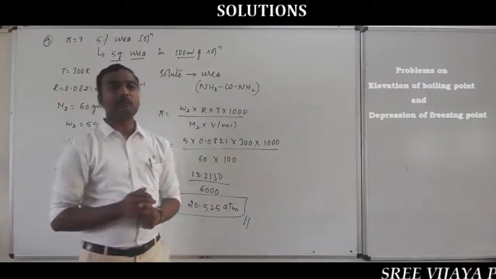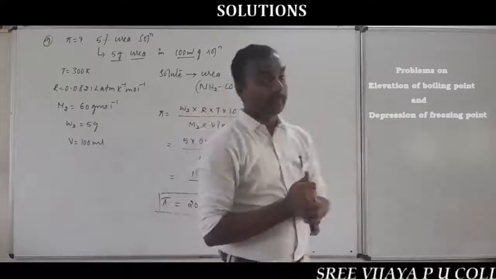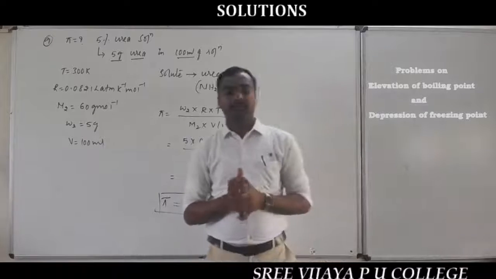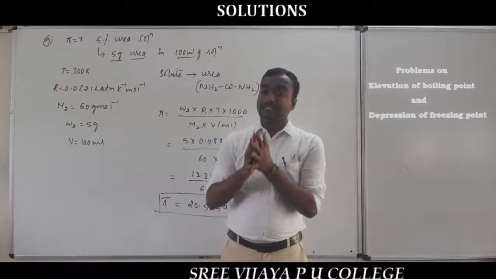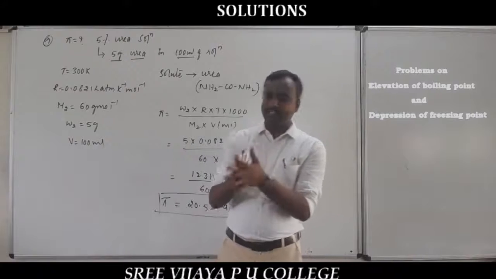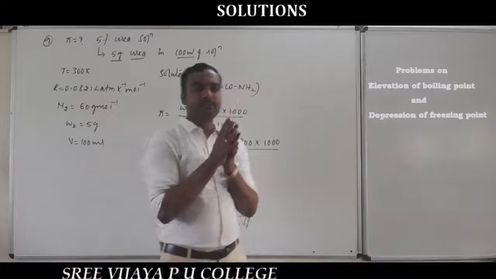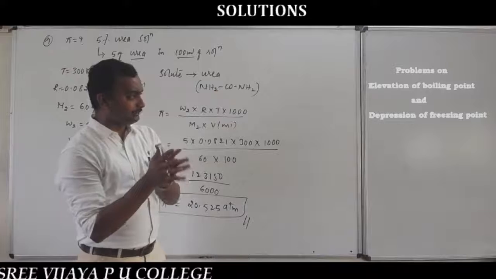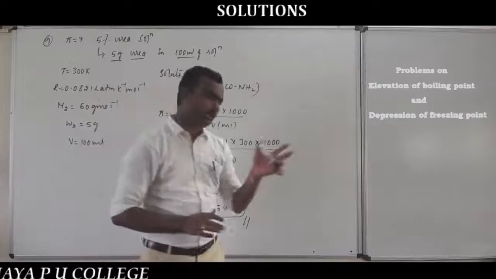And Kb is the molar elevation constant, or ebullioscopic constant, as we call it. So that's about the formulas on the elevation of boiling point and depression of freezing point. So let me start the problems.